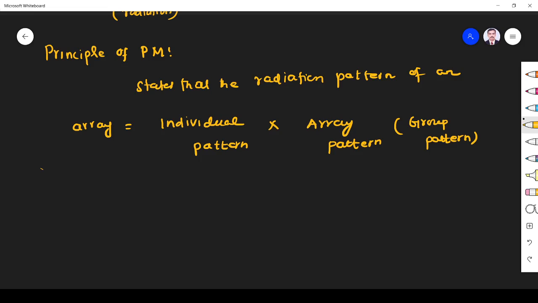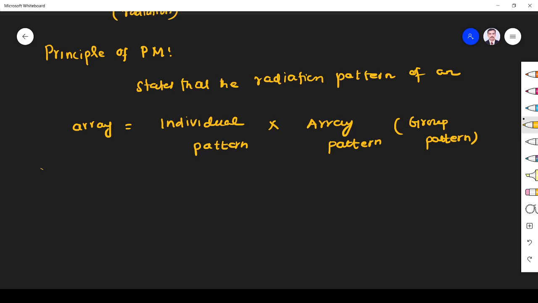The main advantage is we can sketch the radiation pattern of an antenna array from these two products. We know the antenna we are going to use, and we know the pattern of the individual antenna. Then we multiply that with the array pattern, and it gives the total radiation pattern of an array. That is the biggest advantage.